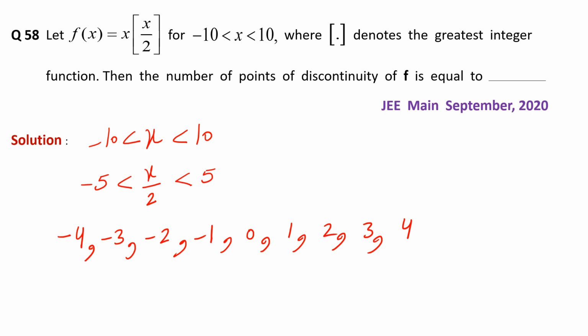Now students, we will define the function f of x for different intervals of x. Only then we will be able to confirm whether f of x is discontinuous at all of these points or not. Now let us move further. I am defining the function f of x in different intervals of x. As x is greater than minus 10 and less than 10, I am dividing this big interval into subintervals.